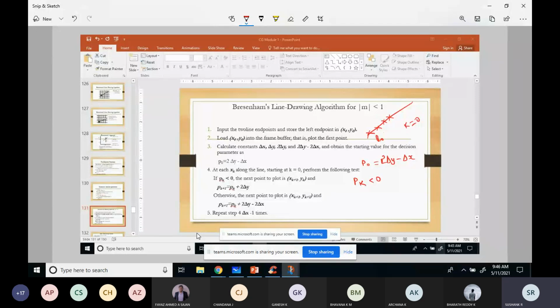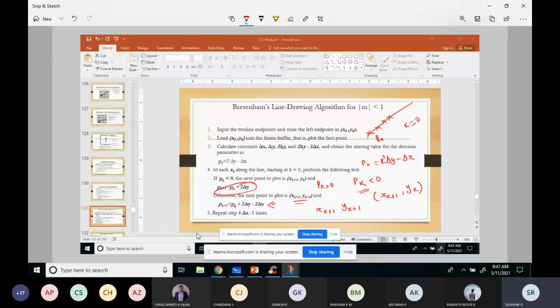if pk is less than 0, you know that the next plot will be at the location x of k plus 1, y k. This is for pk less than 0, and you know the formula for calculating p of k plus 1. If pk is greater than 0, the plot is at the location x of k plus 1, y of k plus 1, and the formula for p of k plus 1 is the second formula.